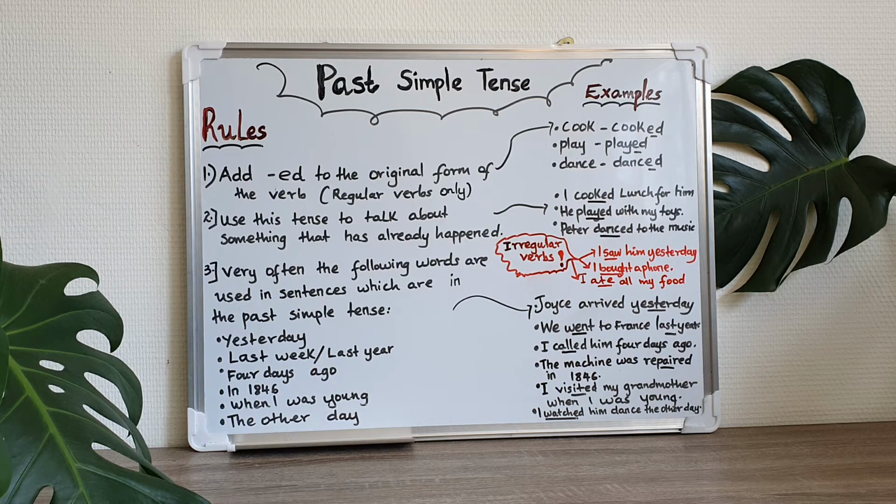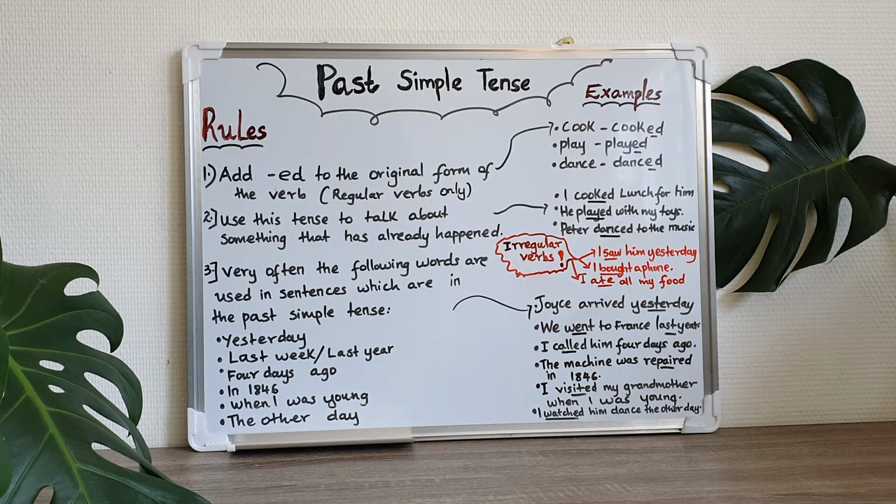Example 3. Peter danced to the music. So right now, Peter is not dancing. No, he has already finished. He has already completed dancing. So, remember rule number 2. Use this tense to talk about something that has already happened. It has already taken place. It doesn't matter how long ago, it has already taken place.